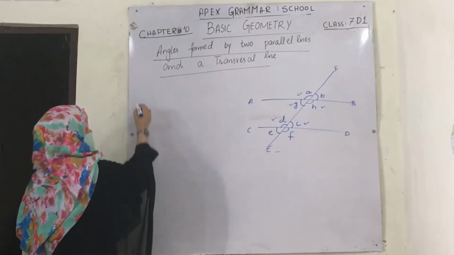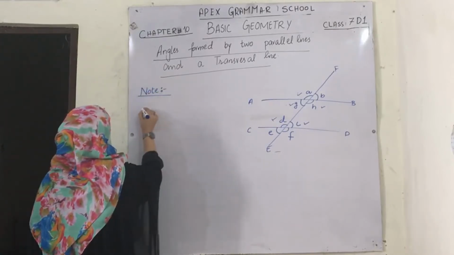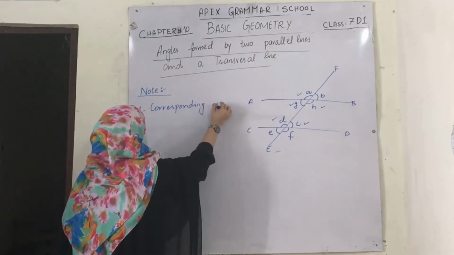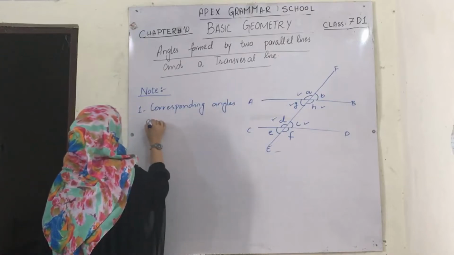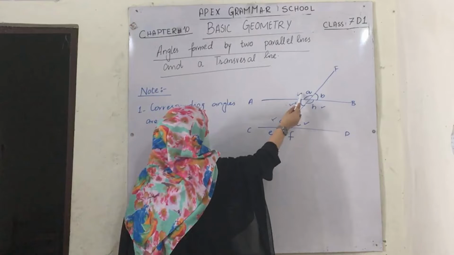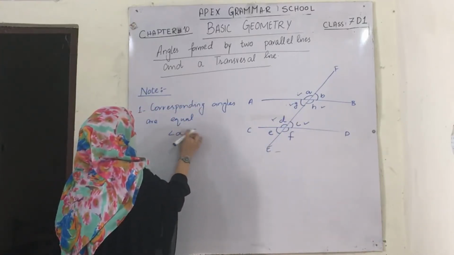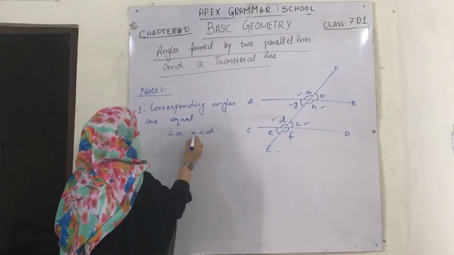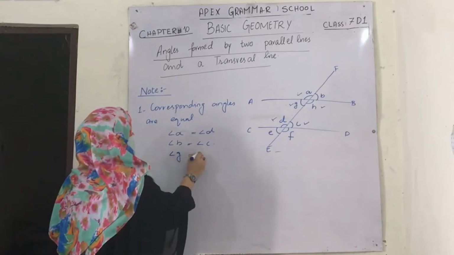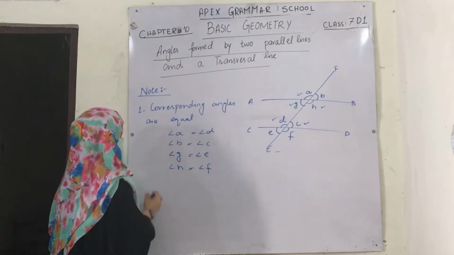We are going to write a very important note which we will use in our exercise as well. First one is corresponding angles are equal. As you can see from the diagram, we have said that angle A and D were corresponding, which means angle A will be equal to angle D. Angle B will be equal to angle C. Angle G will be equal to angle E, and angle H will be equal to angle F.